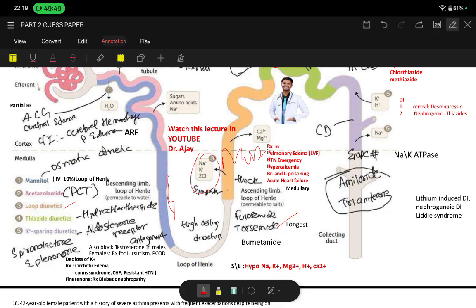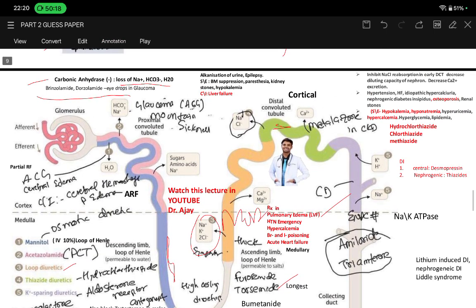See, loop diuretics lose everything. Loop will lose everything, so it causes hyponatremia, hypokalemia, hypomagnesemia. Got it? Everything. This is the question: where are we going to use loop diuretics? In the case of pulmonary edema, hypertensive emergency, and in acute heart failure, you are going to use this one.